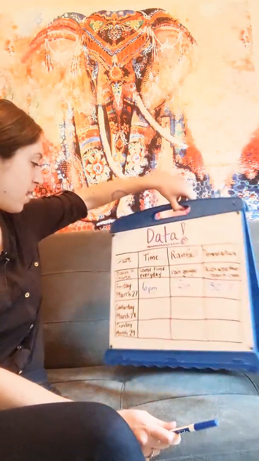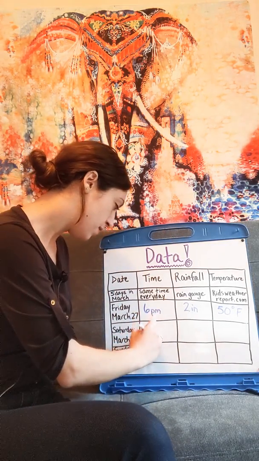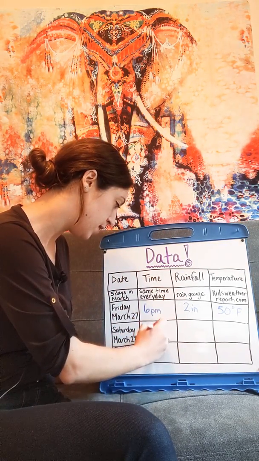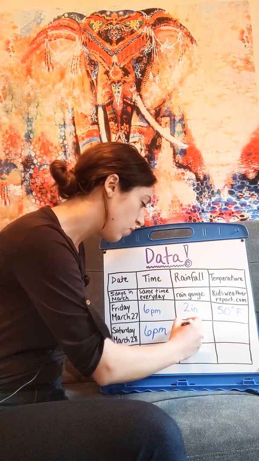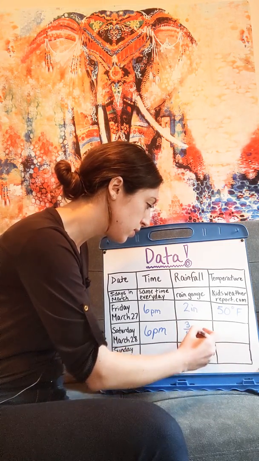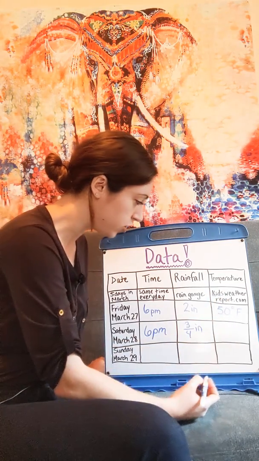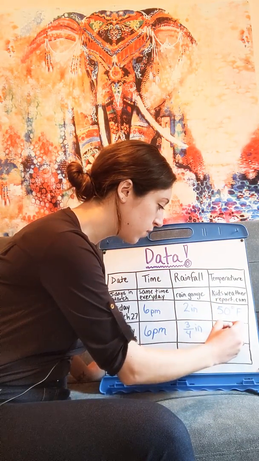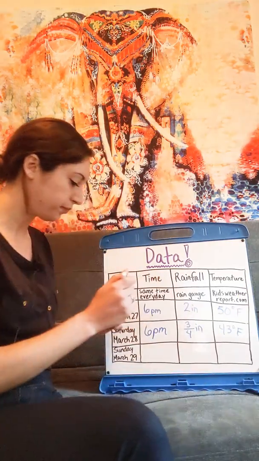So on Saturday, I went out around 6 p.m. and the rainfall was only 3/4 of an inch. So you write it just like your fraction. And let's say it's 43 degrees Fahrenheit.